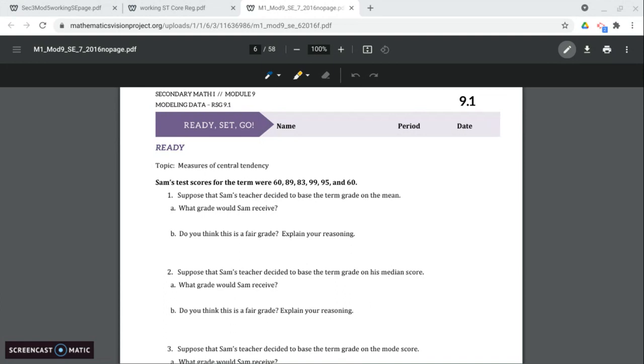So we're going to take 60 plus 89 plus 83 plus 99 plus 95 plus 60 and divide by 1, 2, 3, 4, 5, 6. So we add all those things together and then divide by 6. When we do that, we end up getting 81. So his mean grade would be 81.